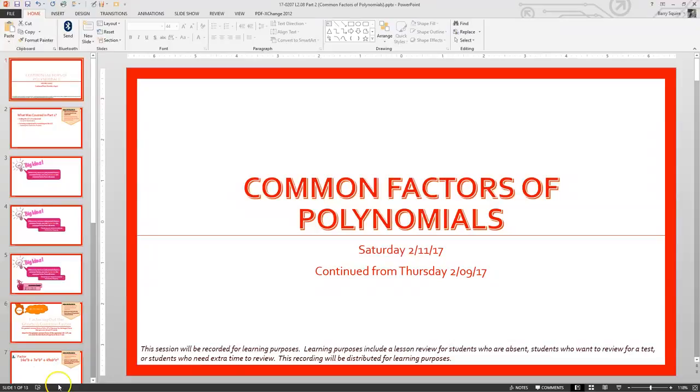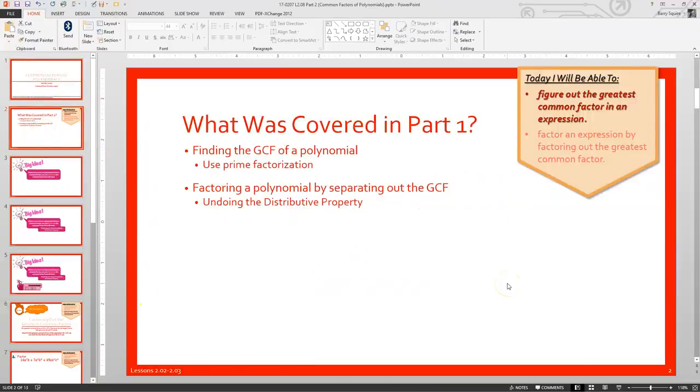So when we did this live, we had done a few things. We talked about finding the greatest common factor of a polynomial, and the main way we did that was by using prime factorization. Now, we did talk about how weird it is to be prime factorizing with variables, but I think we took care of that and used each variable as a prime factor by itself. And then we talked about factoring a polynomial by factoring out or separating out that greatest common factor. And that's essentially undoing the distributive property.